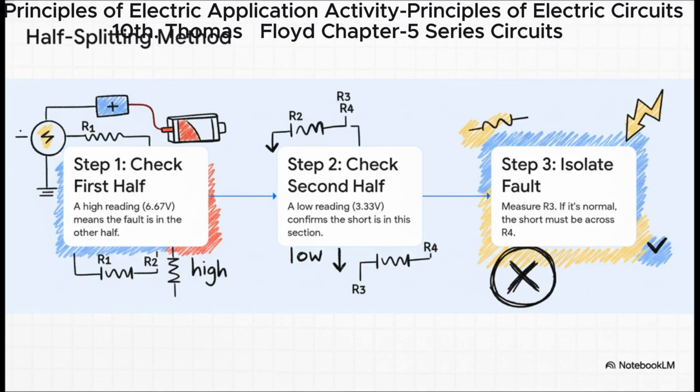Step 2. We measure the second half, and bingo, the voltage is low. That confirms the fault is right here in this section. Finally, step 3. We narrow it down. We measure R3, and it's fine. Boom! By process of elimination, R4 has to be our shorted component. That's logical troubleshooting right there.